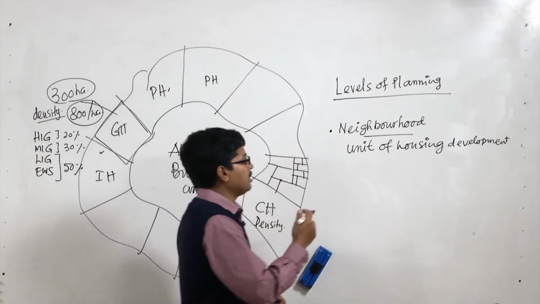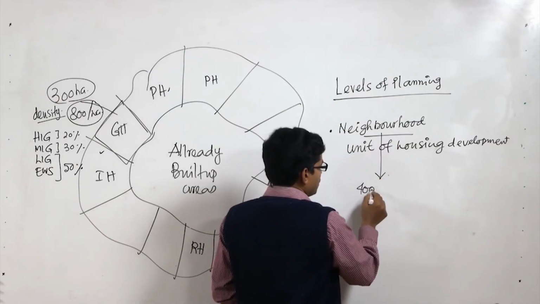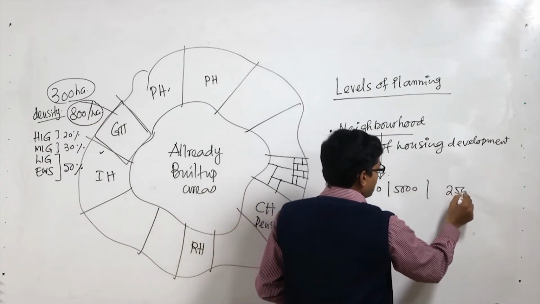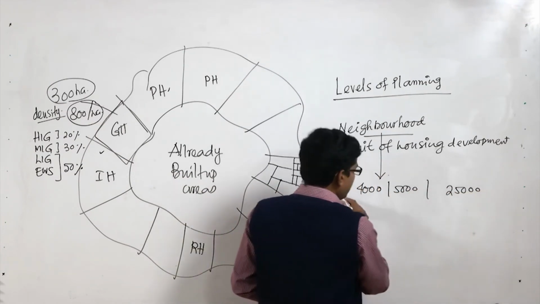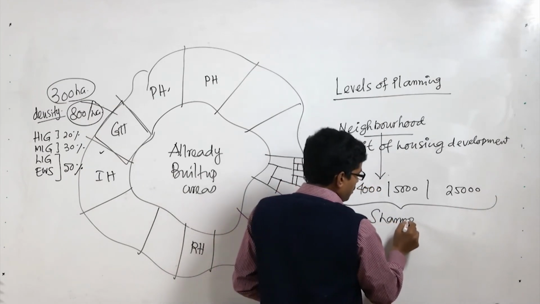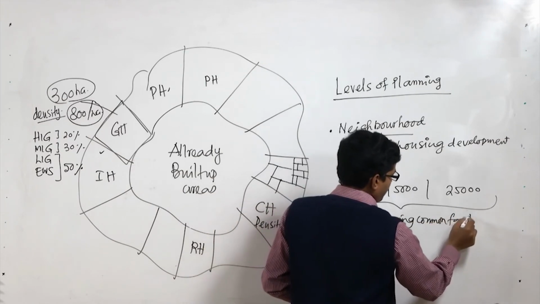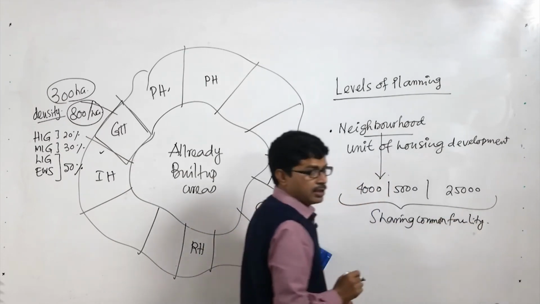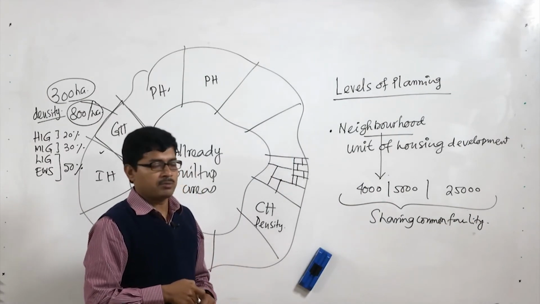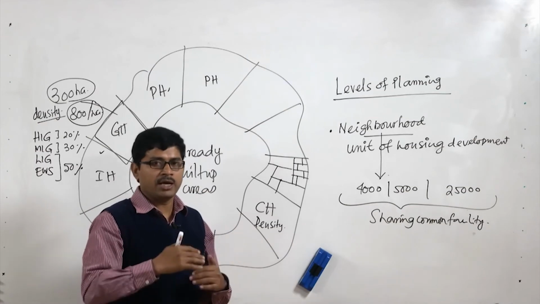They may have different populations. For example, one neighborhood could have a 4,000 population or 5,000 or even more, like 25,000. So, basically it is determined by sharing a common facility, in terms of schools or health facility or community center, and it can be at various levels.